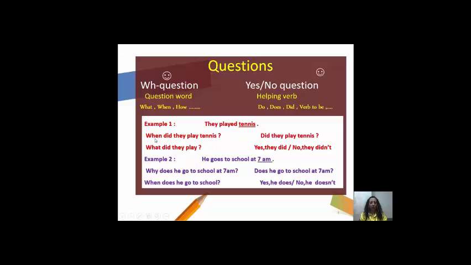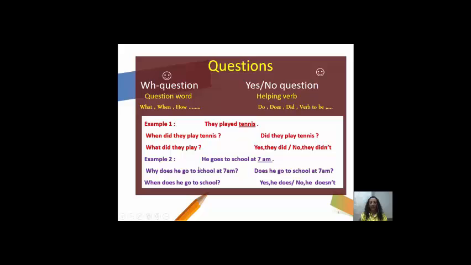So if we put when, the question is, when did they play tennis? But if we put what, we have to cross out the word tennis as we asked about it. What did they play? Okay, we can answer they play tennis.